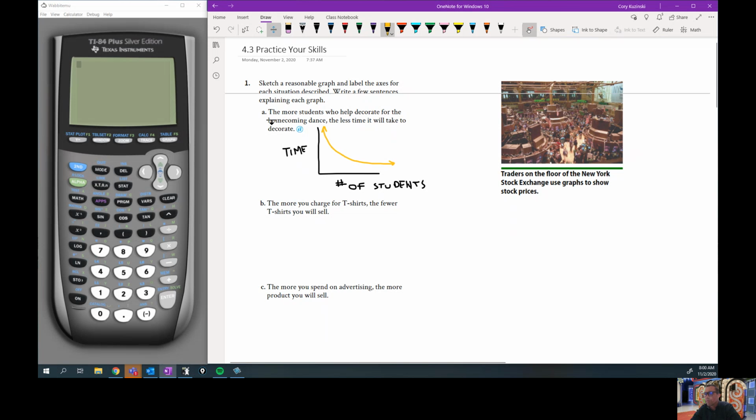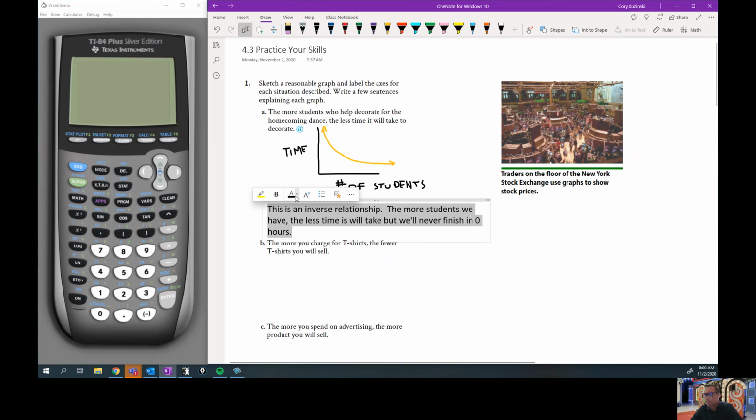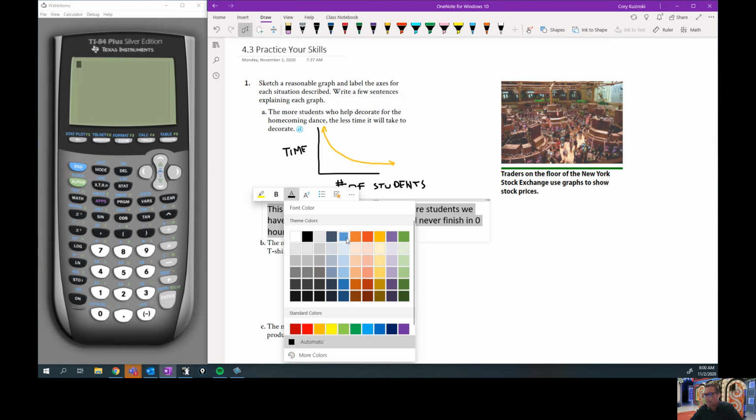Okay, so how could we describe that? We could say this is an inverse relationship, we call it. The more students we have, the less time it will take. But we'll never finish in 0 hours, something like that. In other words, this is not a graph that's ever going to hit either axis.